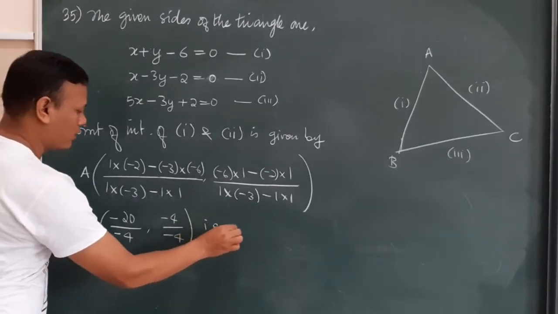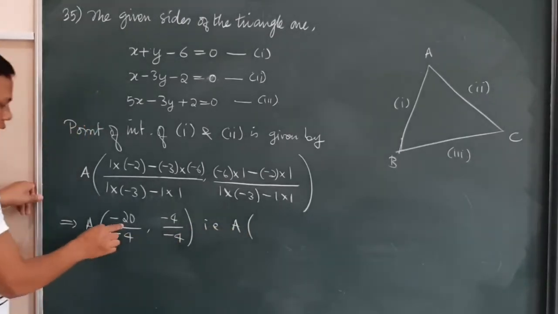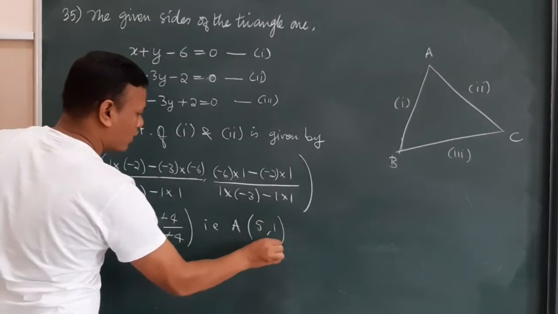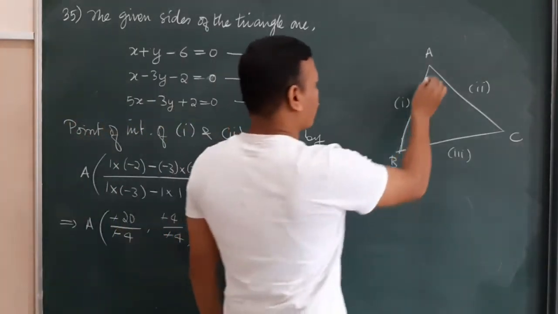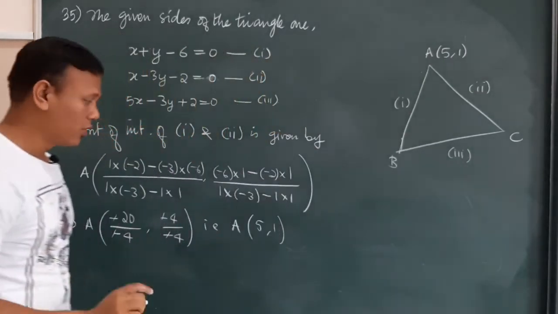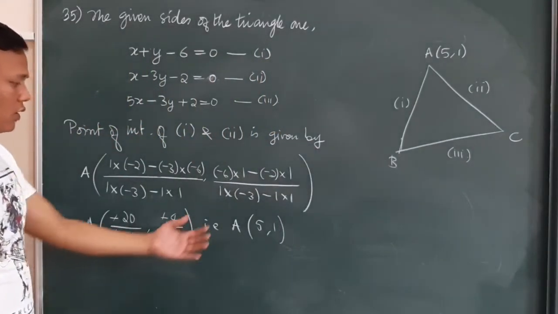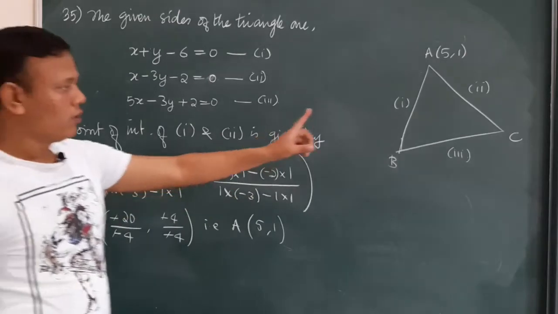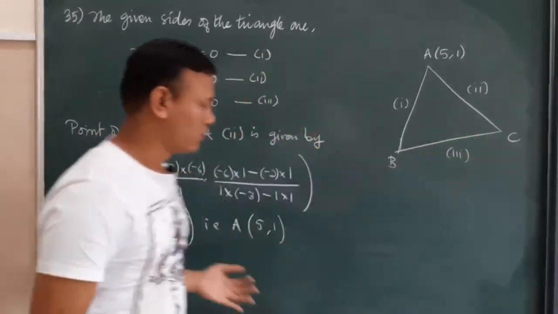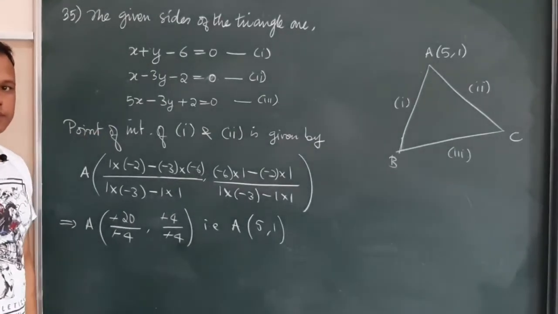So after cancellation, what will be the coordinate of A? This and this get cancelled, so this will be 5, this and this get cancelled, so this will be 1. So the coordinate of A is 5 comma 1. Okay, so you may pause the video to note down, and similarly you have to find the coordinates of B and C. So pause the video to note down.